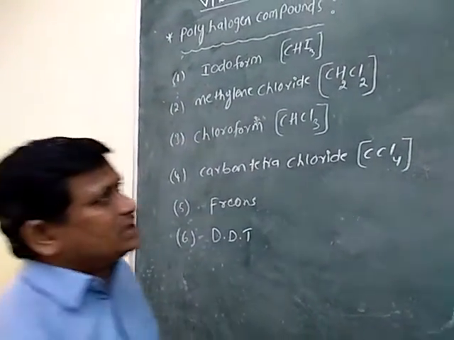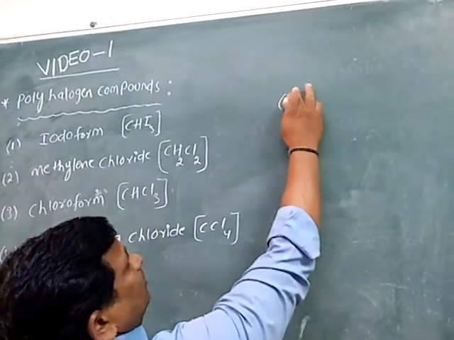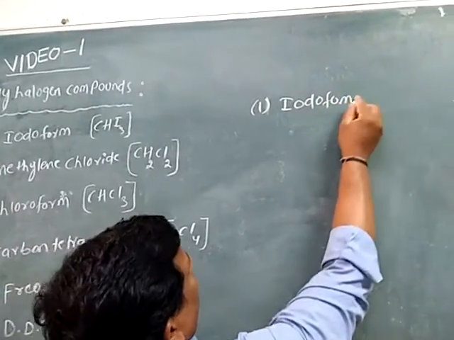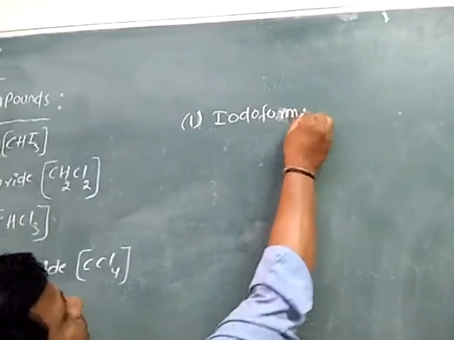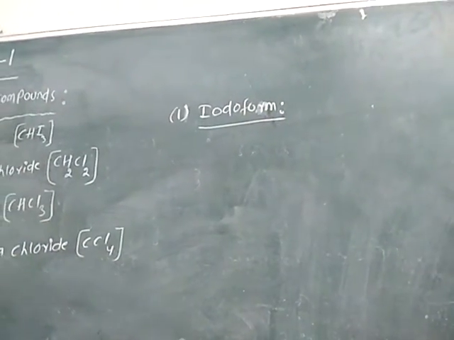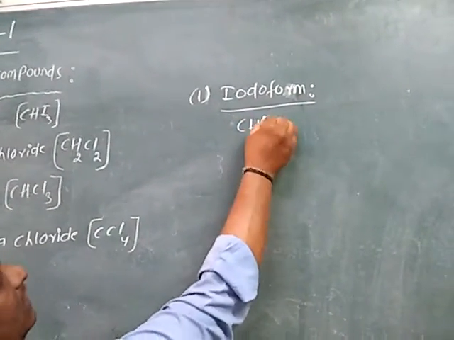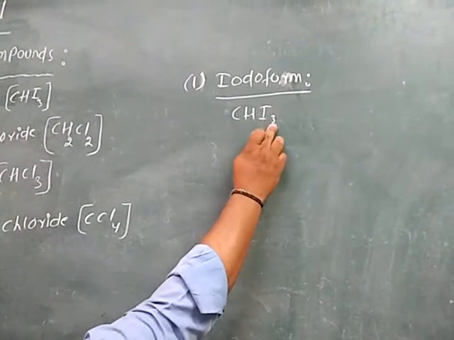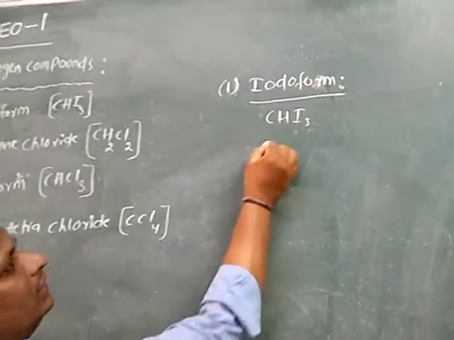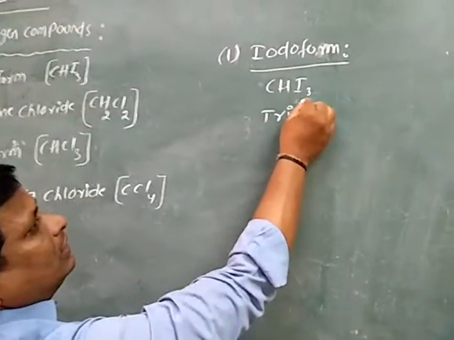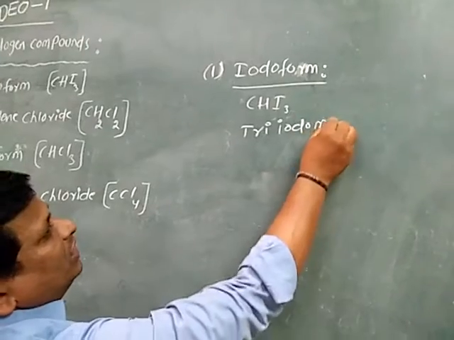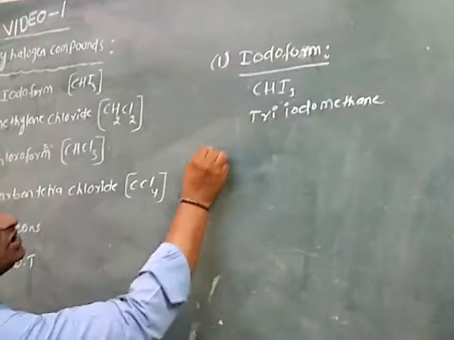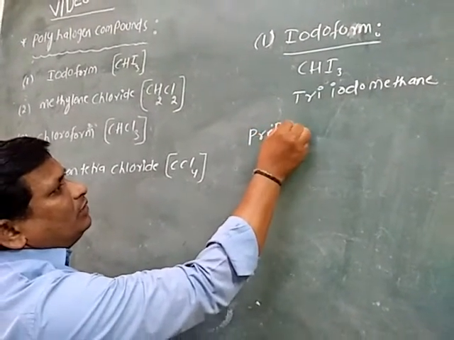The first compound is iodoform. Its formula is CHI3, and its name is triiodomethane. Now, the preparation method of iodoform.